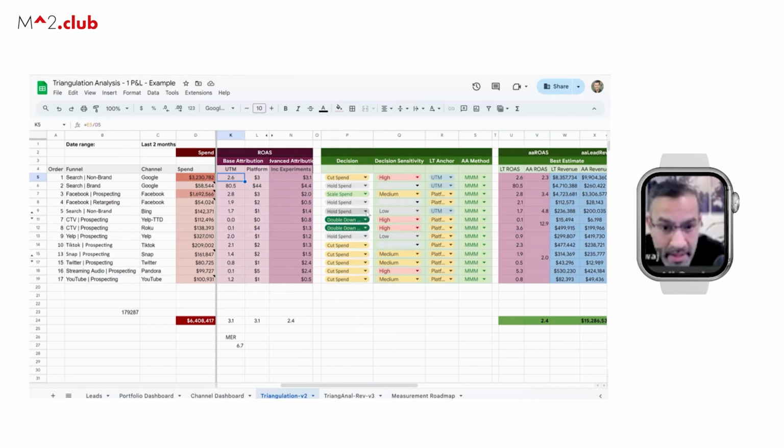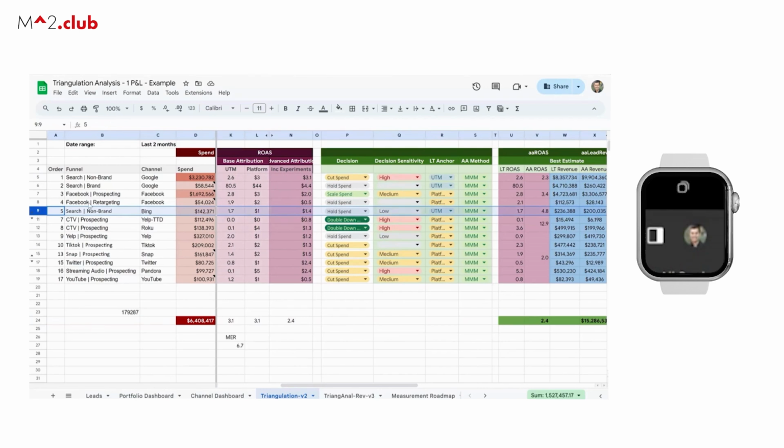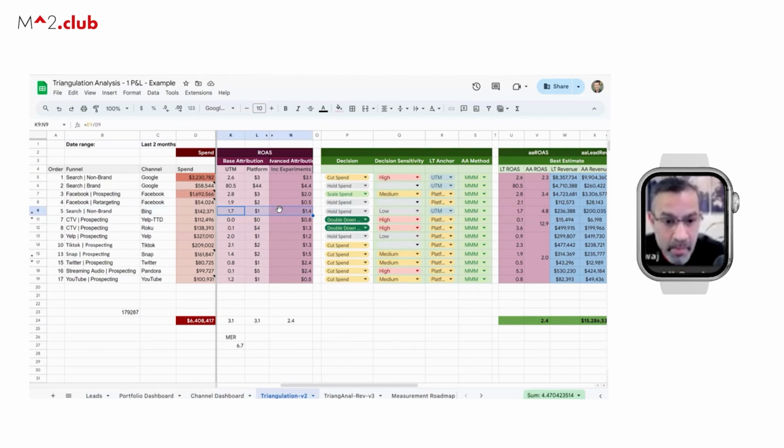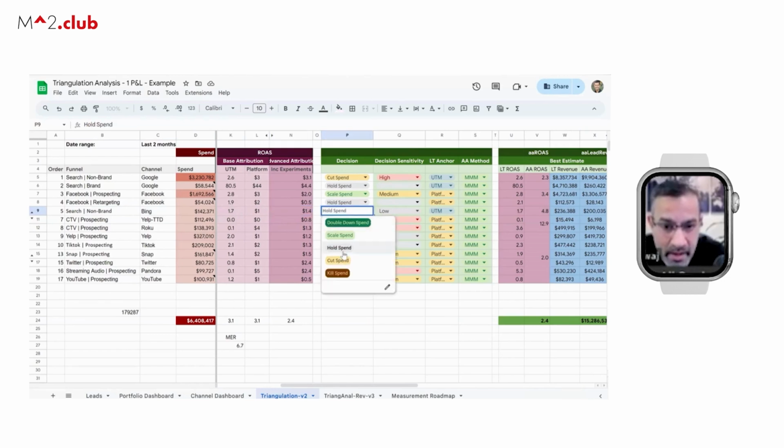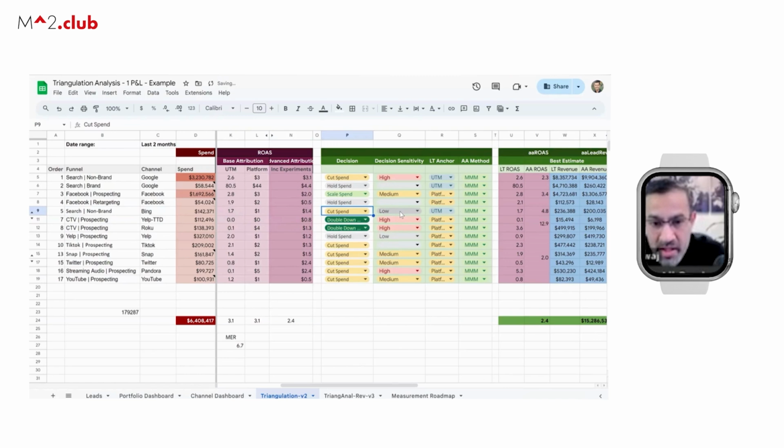Whereas let's take one that is here, for example, Bing non-brand search. Why is decision sensitivity high? Hold on, let me make the alternate case here. Let's say he's managing to 3 ROAS. No matter what you look at, it's well below 3 here. Bing's non-brand search is 1.7 on UTM, 1 on platform, 1.4 on this benchmark. So if I say cut spend here, it's a low decision sensitivity because all of them are saying it's well below 3. I could probably start looking at removing some budgets here, but it's a fairly small amount of spend, so it doesn't matter. I'm doing it as an academic exercise here, right?